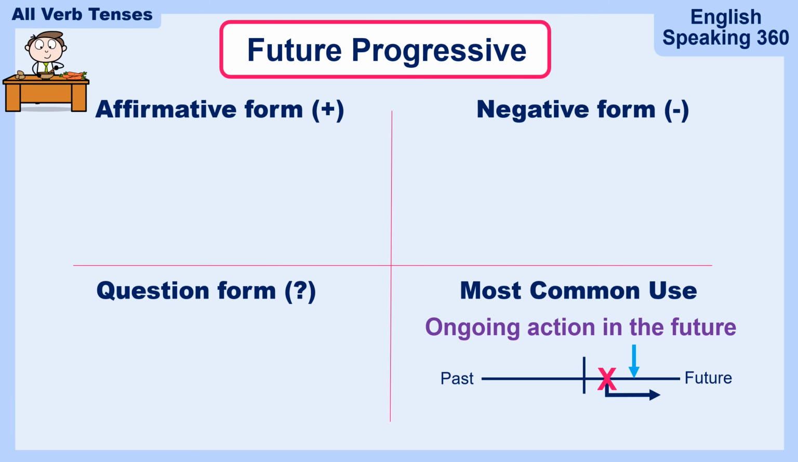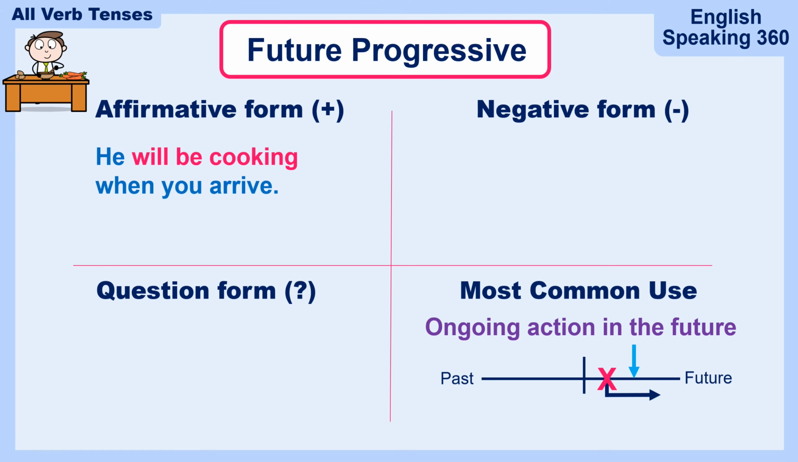Future progressive, an ongoing action in the future. Here's the affirmative form. He will be cooking when you arrive. Let's take a look at the diagram here. The cooking started here in the future, and he will be cooking. It's an ongoing action when you arrive. So at a specific time in the future, he will be cooking.